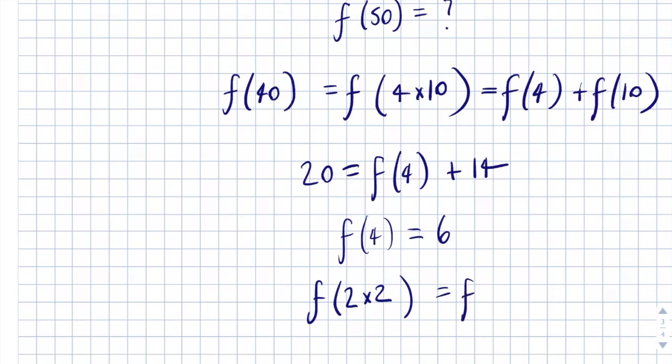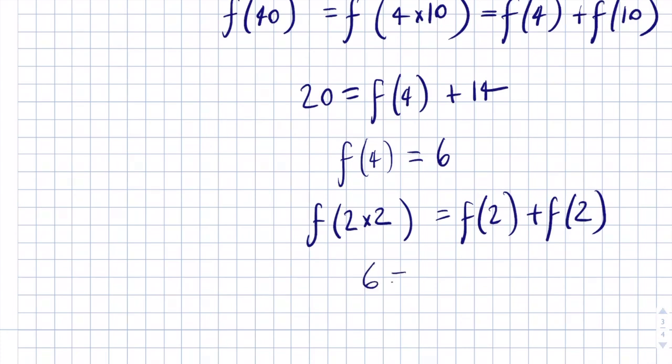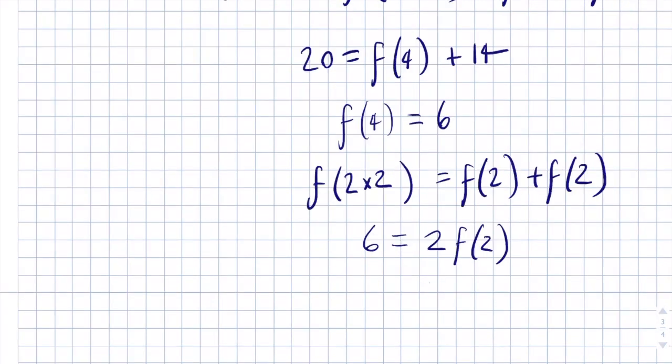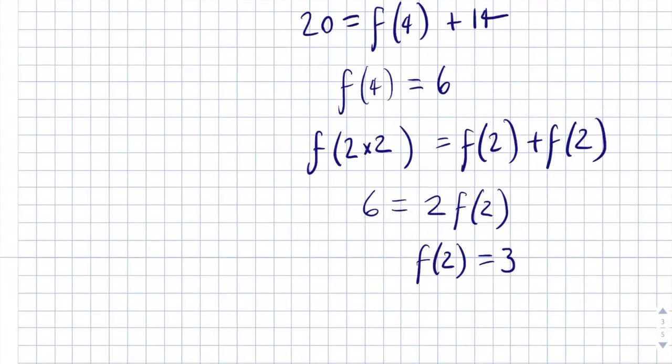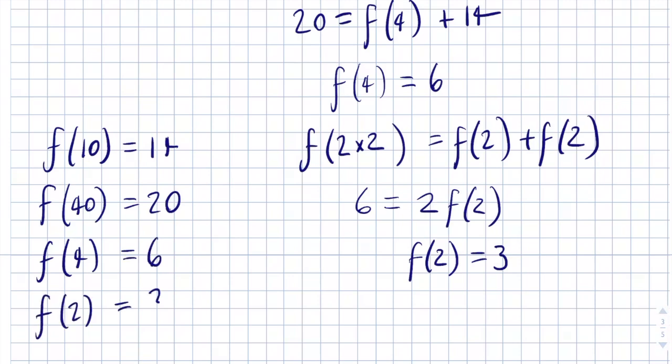which is obviously going to be f(2) plus f(2). Well, f(4) is 6, and we've technically got 2 times f(2), and surely f(2) is going to be equal to 3. Okay, so let's see what we worked out. We know that f(10) is 14, f(40) is 20, f(4) is 6, f(2) is 3.